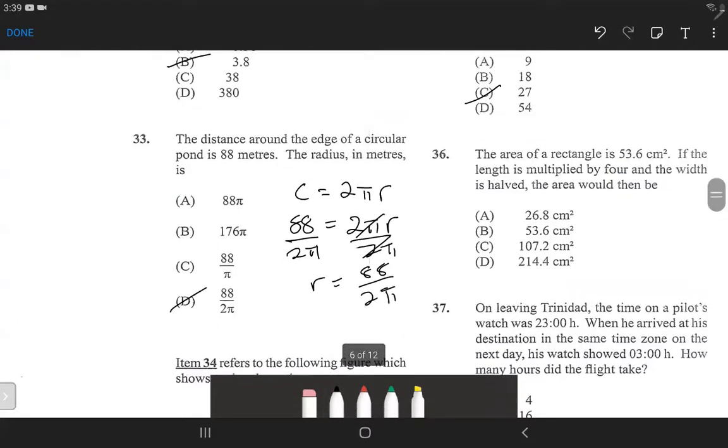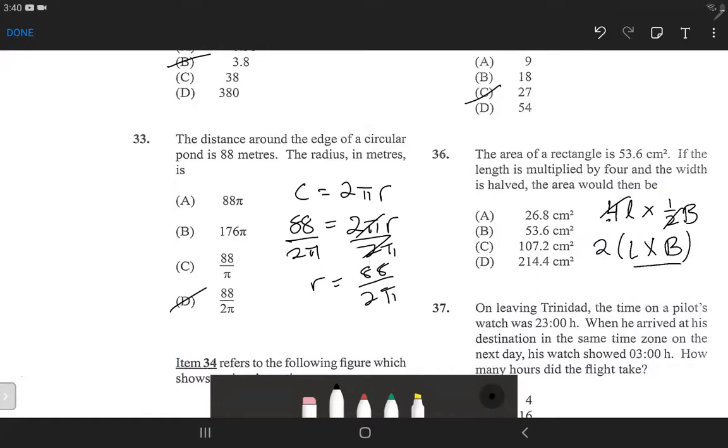The area of a rectangle is 53.6. If the length is multiplied by 4 and the width is halved, well, remember yesterday we had that boiled down, so it's 4L by a half B. This will cancel down to get 2, so you have 2L by B. And we already know what L by B is, that is this one. Right, so multiplied by 2, it is 107.2.